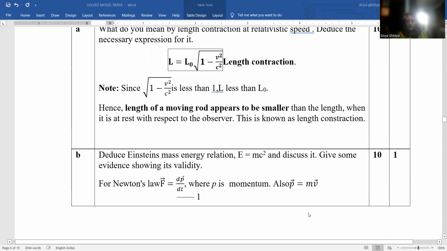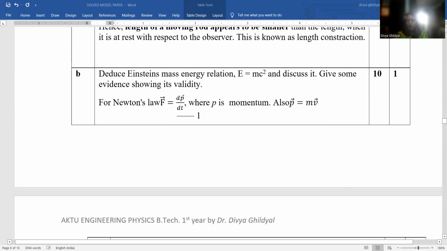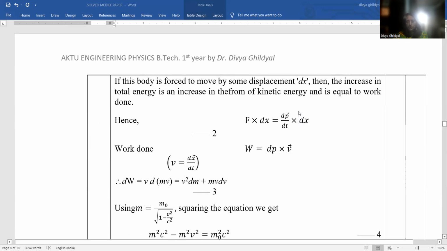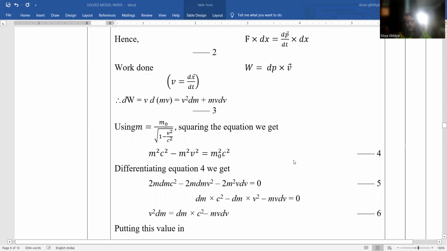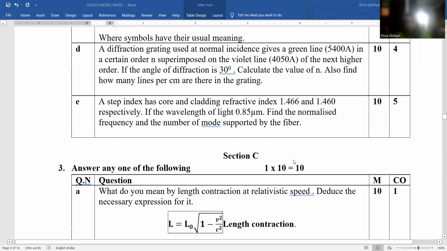Einstein's mass energy relation, E equal to mc square. I know from Newton's law that force is rate of change of momentum. Also, momentum is mass into velocity. Work is force into distance. I put these values, and using the formula of rest mass, m equal to m naught upon under root 1 minus v square by c square, I will differentiate and write the expression.